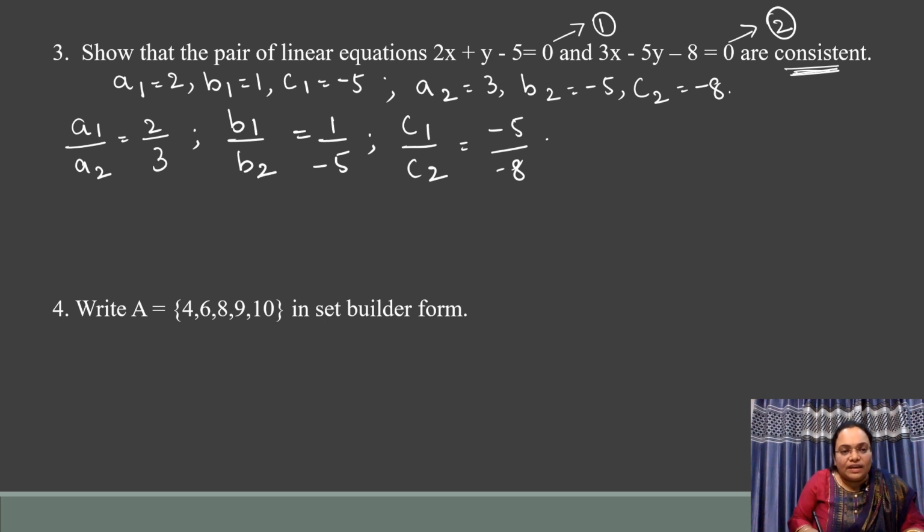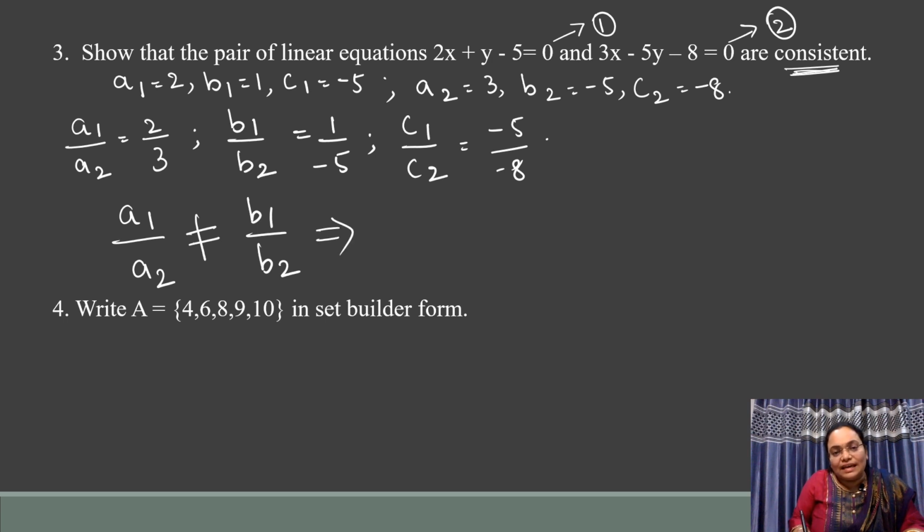So we can say that A1 by A2 is not equal to B1 by B2. When do you get this condition? You get this condition for intersecting lines, right? Intersecting lines have one unique solution, so they are consistent. So the given pair of linear equations are consistent.